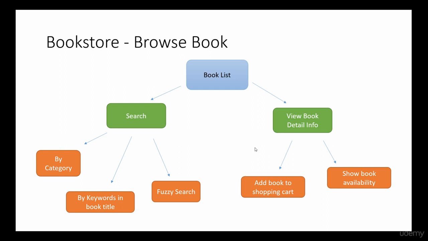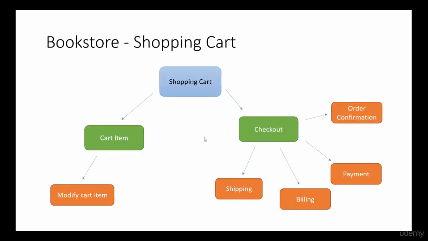And of course, if I want to proceed to check out a book, I need to add the book to the shopping cart, right? So that brings us the shopping cart functionality. For a shopping cart, we need to deal with the cart item, right? Whatever books we added to the shopping cart should appear in the shopping cart. And for this cart item, we can retrieve the detailed information, we can modify the quantity, we can delete the item as we want.